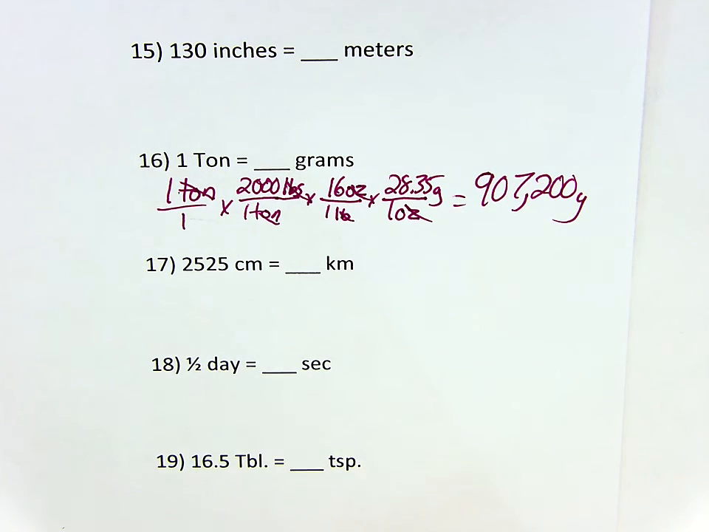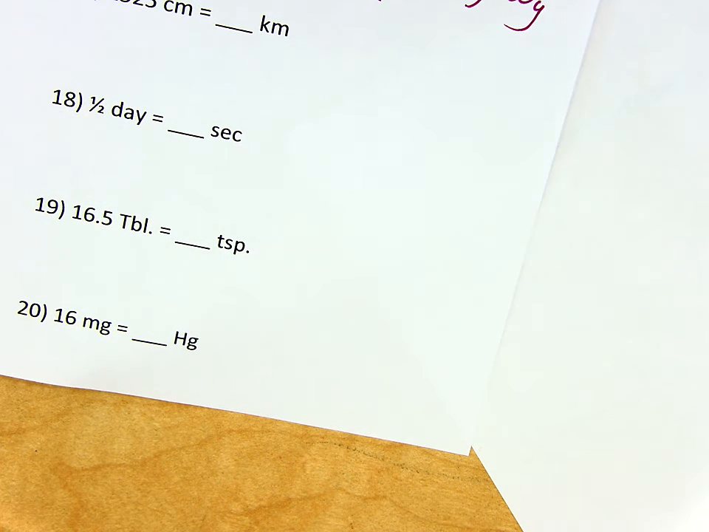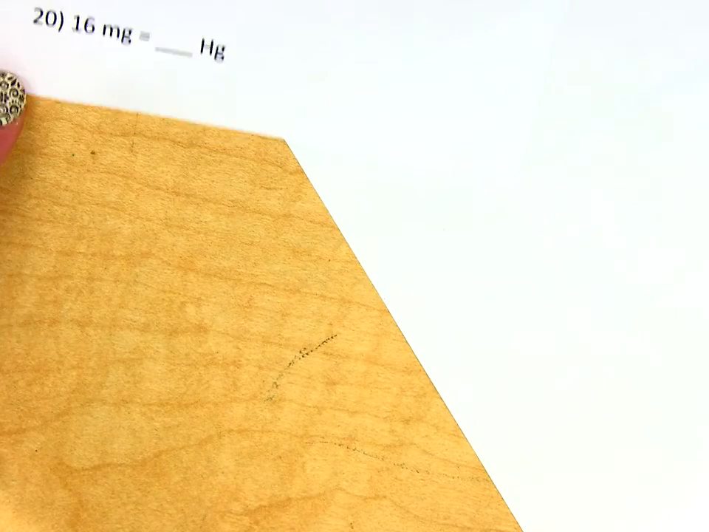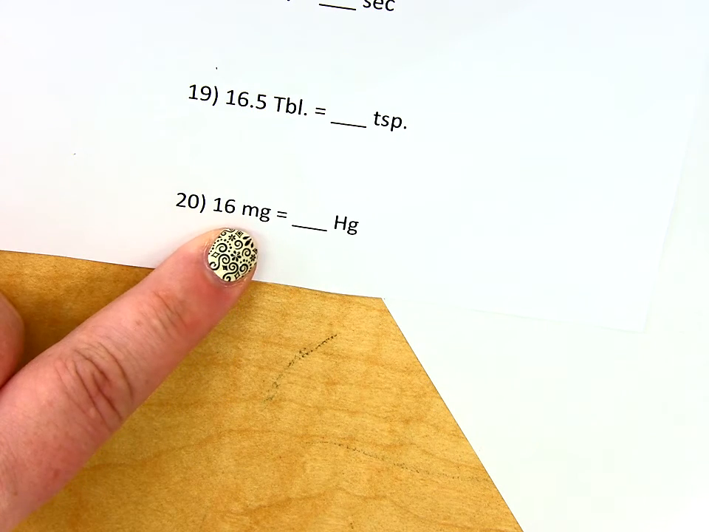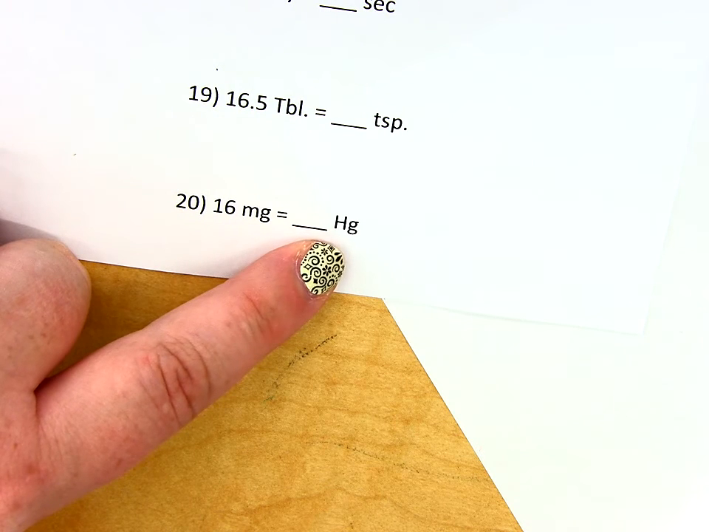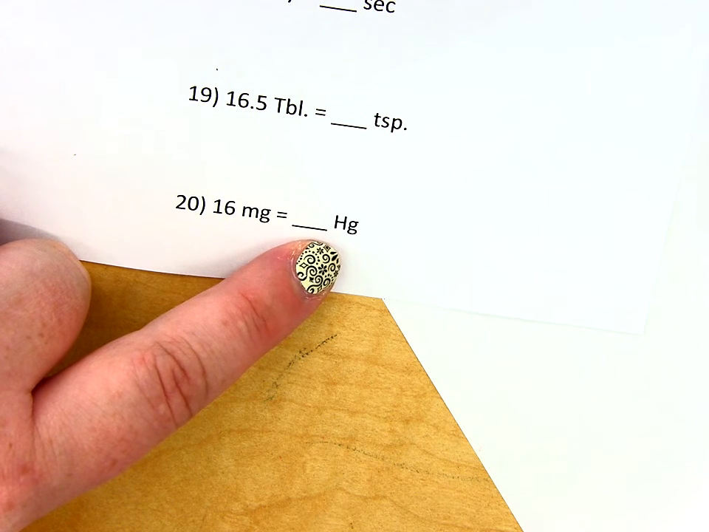Let's just do one of the ones that are like on the back. I'm looking at 20. So 20, I'm actually glad that we're doing this one together because the units are a little interesting. What's mg stand for? Milligram. What's capital HG? Hectogram, yes!